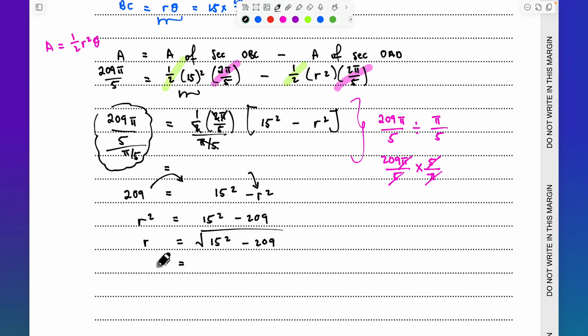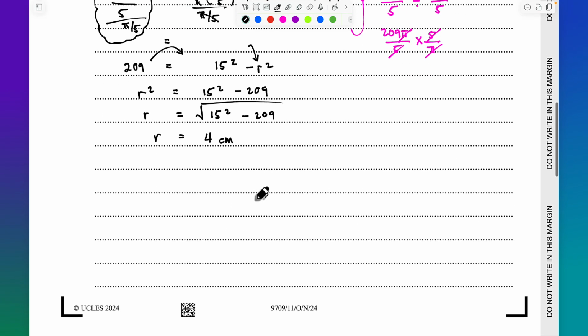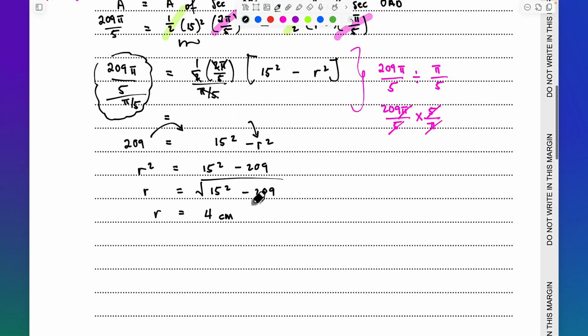So that means your radius, the radius we've been trying to find, is actually equal to the square root of 15 squared minus 209. I'm hoping this is going to be a decent value. The answer is 4. Perfect. 4 centimeters. All right, perfect. So we've got a good answer that we've taken care to make sure we get a really pretty answer at the end. So that's really nice, right?